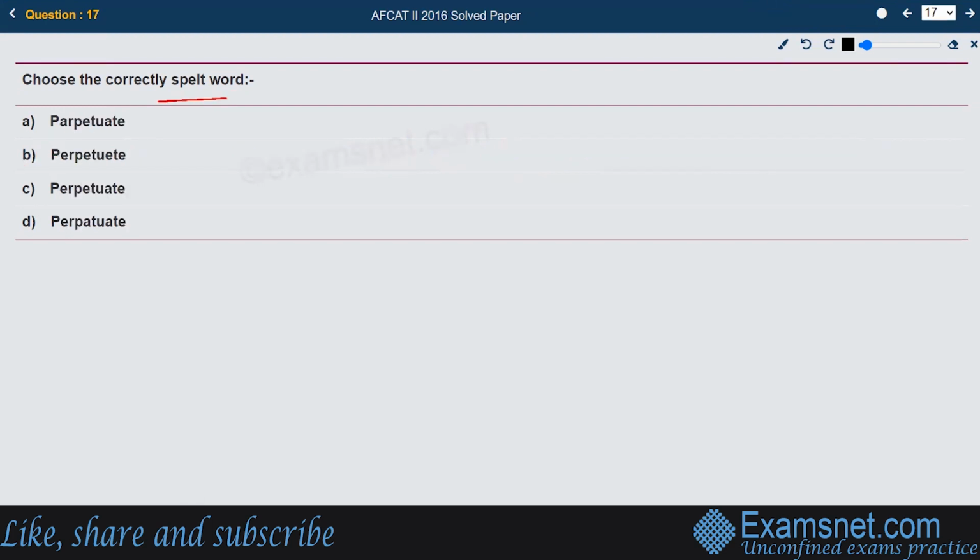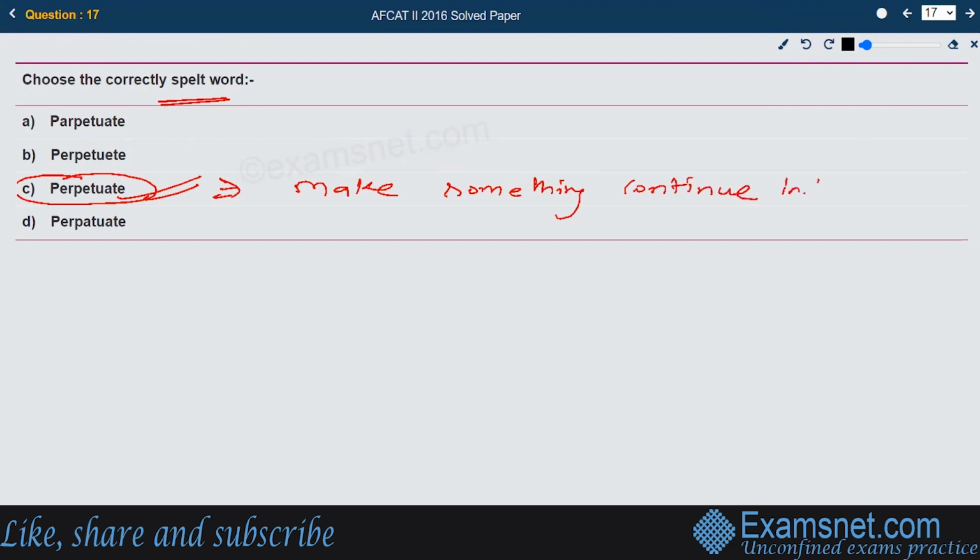Next, choose the correctly spelled word again. So these are the words given to us, and the right answer is perpetuate. This is the right spelling. The word is perpetuate. What does it mean? It means to make something continue indefinitely. That is, let something continue indefinitely. If you let something continue indefinitely, that is what perpetuate means, and that is the right answer, and this is the meaning given.